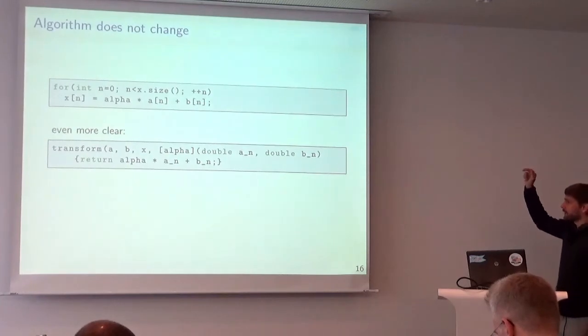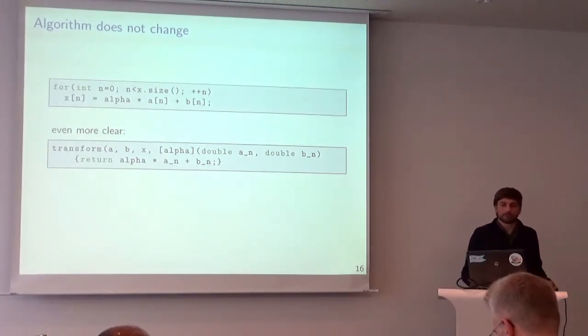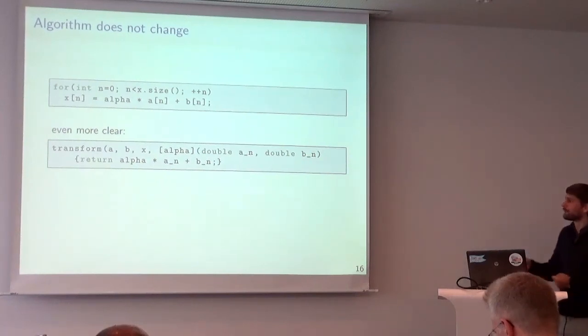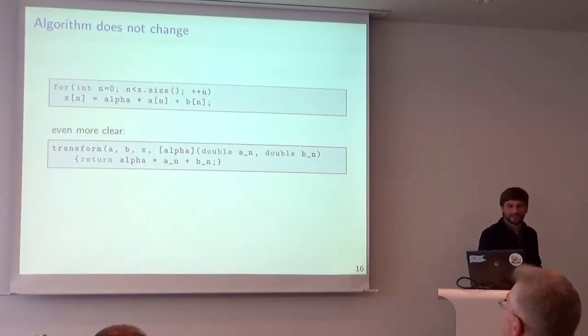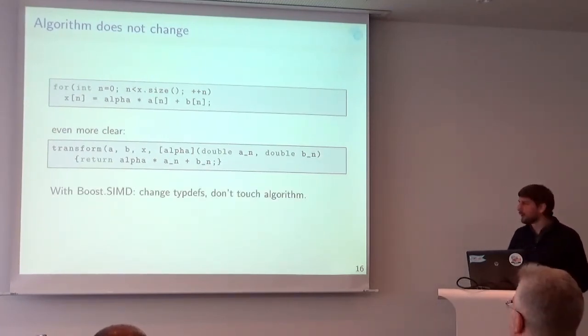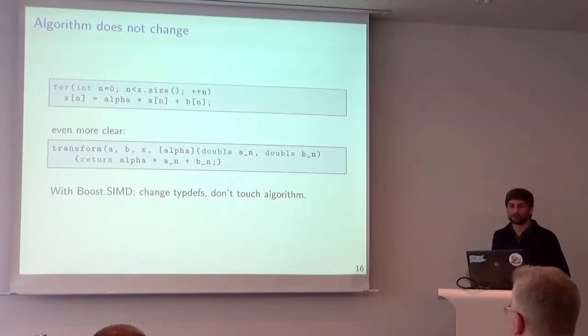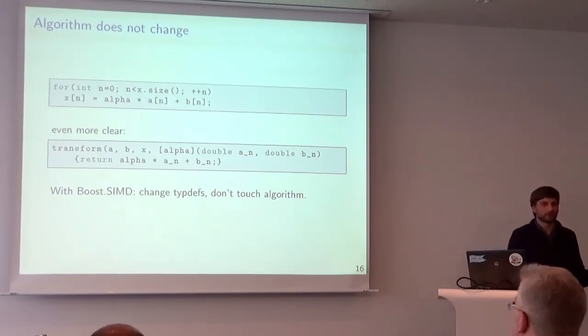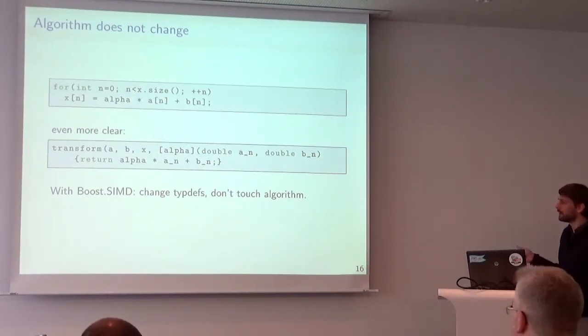Okay, if I write this in terms of a transform, it's even more beautiful, I think, because you have even the for loop away, like the usual approach. This is a slide for physicists, essentially, so maybe I can skip over this with this crowd. The key message here, again, is you change the typedefs, but you don't have to touch your algorithm, really. And this is what Boost SIMD essentially gives you.